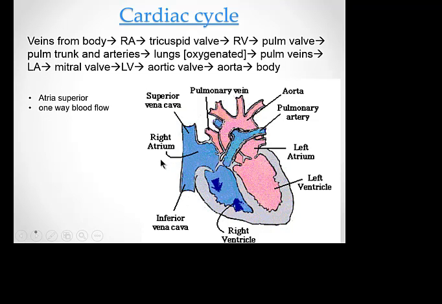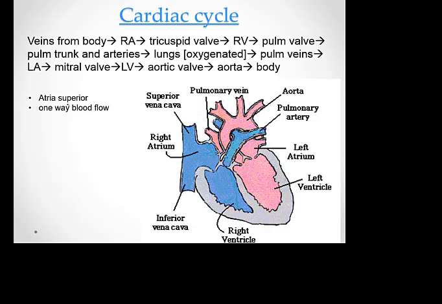So here is the cardiac cycle. This cycle you must understand really well, because if you know this cycle, everything becomes very clear. First of all, there are certain key factors to understand. Atria, as I said, are superior. Blood always flows one way. Your entire heart is like a plumbing system with valves in between, to allow blood to flow one way and not go back. If the valves are damaged, that's when blood will back up.